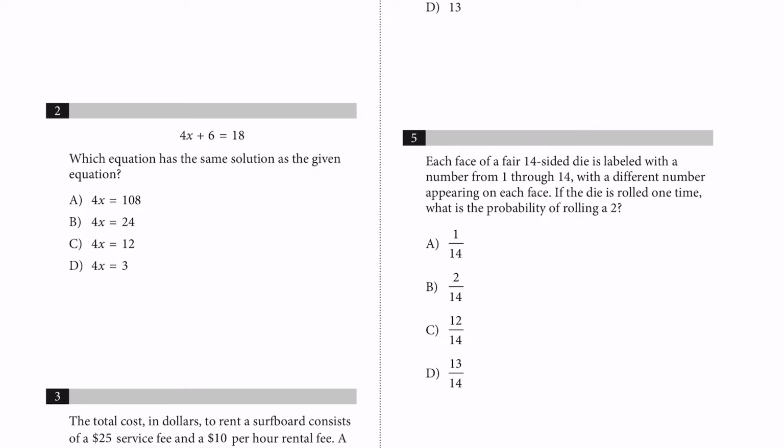Which equation has the same solution as the given equation? So we have 4x plus 6 equals 18. We see on all of the potential answer choices, they have 4x by itself. So we're going to do the same thing. We're going to say 4x plus 6 equals 18. We're going to subtract 6 from both sides, and that leaves us with 4x equals, and then 18 minus 6, we know that's 12. So 4x equals 12. That's answer choice C.